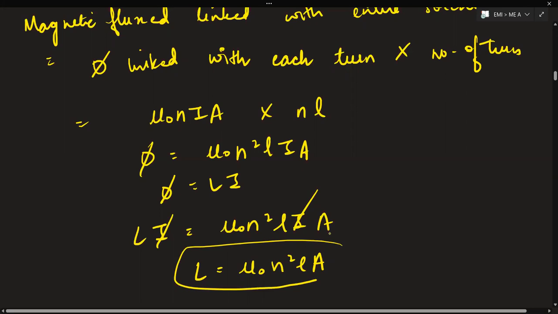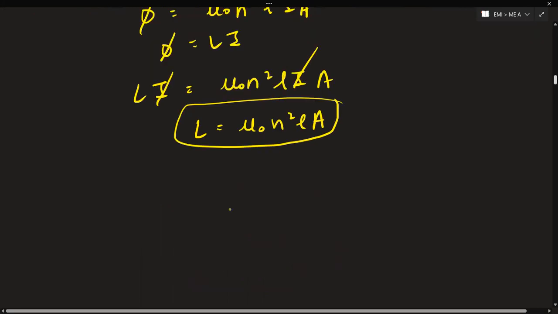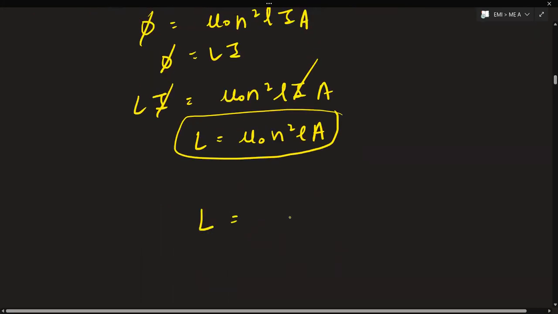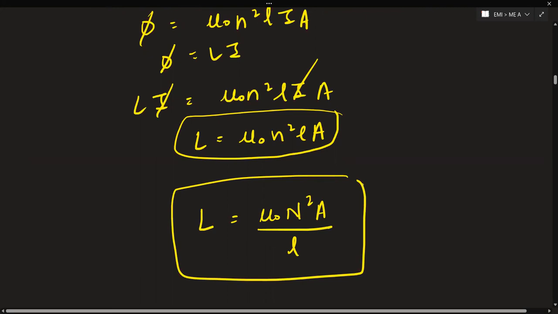And if you wish to write it in terms of total number of turns, just put N by L here. So that becomes, if you have to write it in terms of L, mu naught N square A divided by L. Right? Note down this, then let's do just one or two numericals on self-induction.